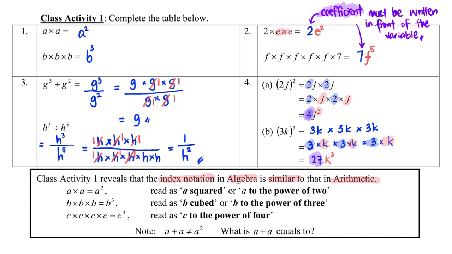And a power 2, a to the power of 2, we can say it as a square. b to the power of 3 is b cubed. c to the power of 4.